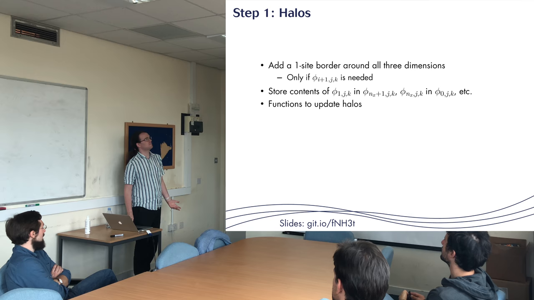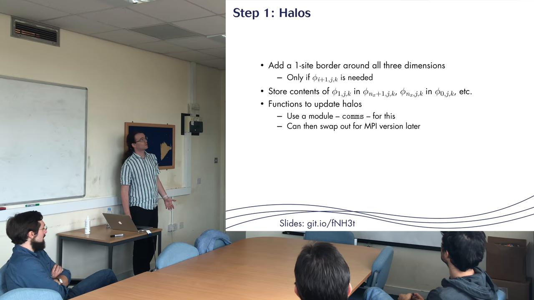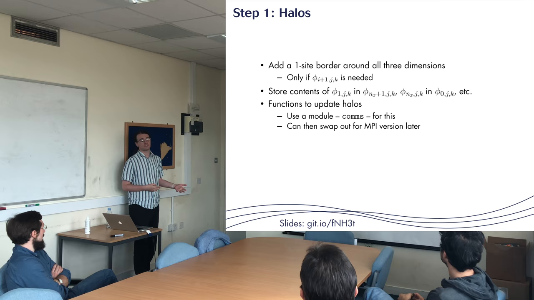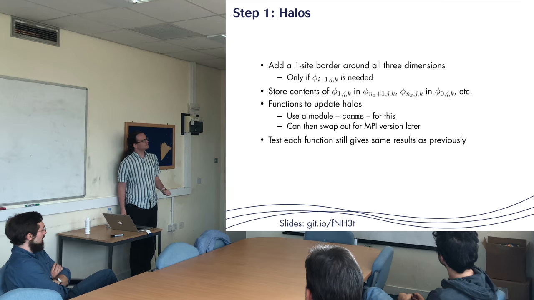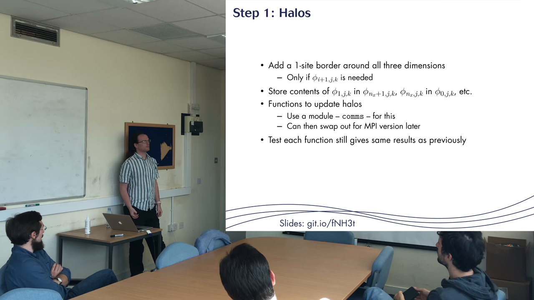We added some functions to update the halos. We created a module called comms to do this. And then the idea was we could then swap this out for the MPI version once we actually implemented the MPI. As it turned out, they ended up using slightly different interfaces, so they could have just been different modules, but. So then we test that each function still gives the same results. This is a common theme that as we're doing massive refactoring and heavy lifting, we do test regularly to make sure that we've not broken it.